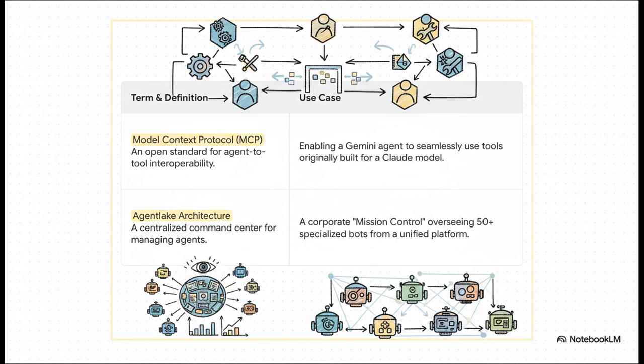Two pillar concepts here. First, the Model Context Protocol, or MCP. Seriously, just think of this as TCP/IP, but for agents. It's an open standard that lets any agent, regardless of the model, discover and use any tool that speaks the protocol. This is the key to building truly interoperable systems.